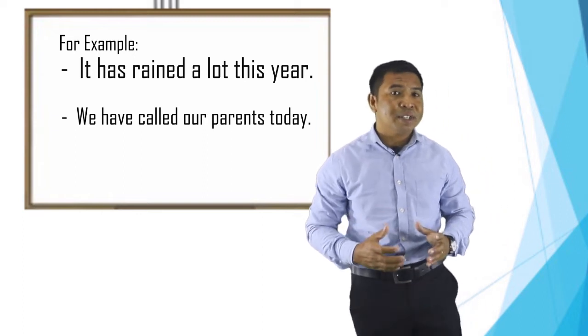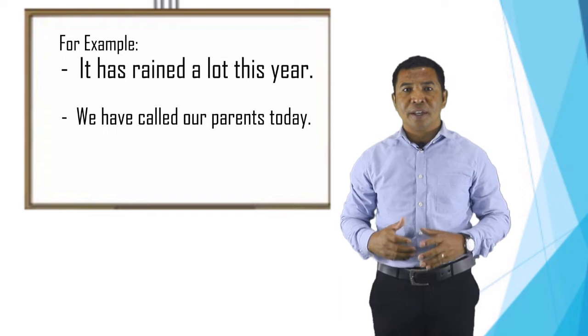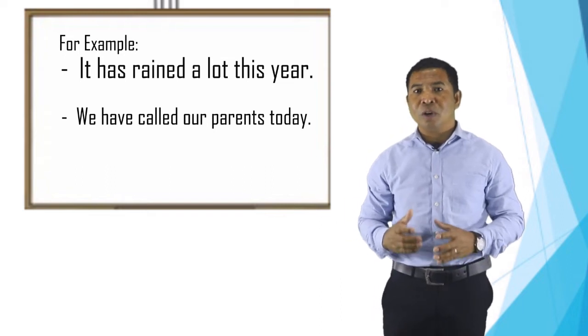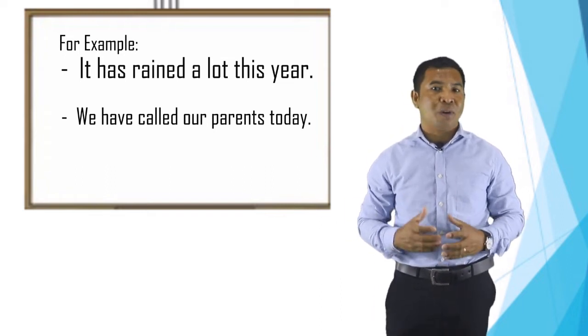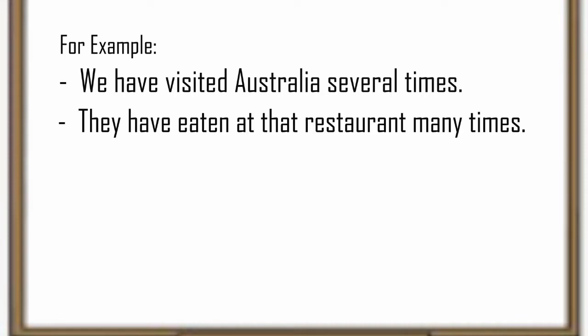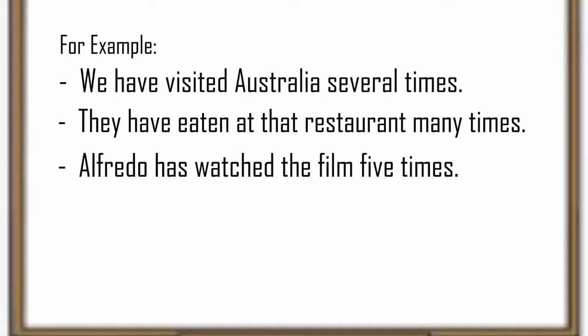The next point, a repeated action in an unspecified period between the past and now. For examples, we have visited Australia several times. They have eaten at that restaurant many times. Alfredo has watched the film 5 times.